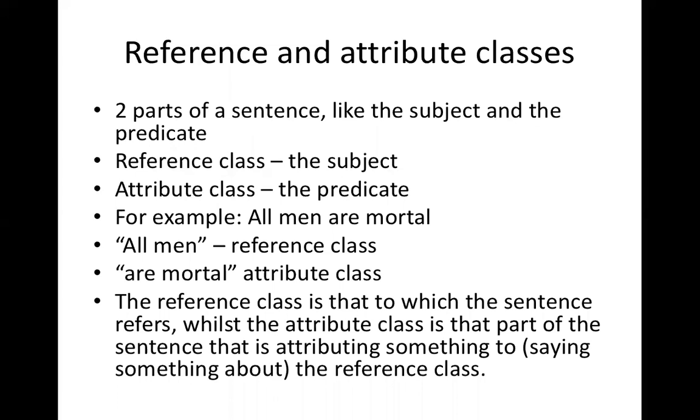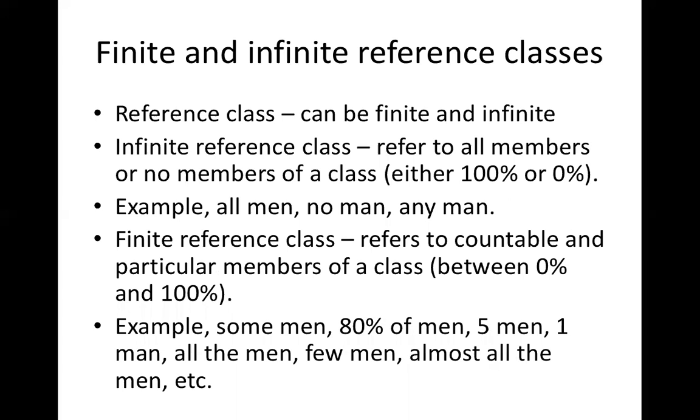The reference class is that to which the sentence refers, whilst the attribute class is that part of the sentence that is attributing something to or saying something about the reference class. Now we have finite and infinite reference classes. There are two kinds of reference classes. The infinite reference class refers to all members or no members of a class, either 100% or 0.